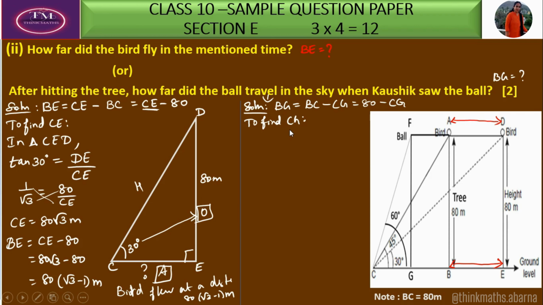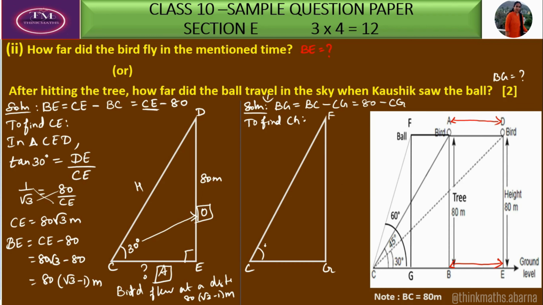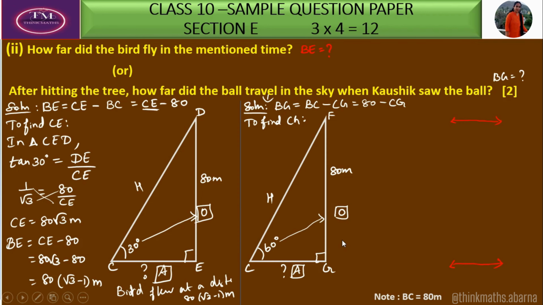So CG is in the triangle CGF. So this is in the triangle CGF, which makes an angle 60 degree. Okay. Its distance, GF distance is same as the AB distance, which is 80 meter. We have to find out CG. So 60 degree, opposite 80, and this is 90 degrees. So this makes hypotenuse, and this is the adjacent side. So this is the relation between opposite and adjacent side, so we have to use the tan relation.